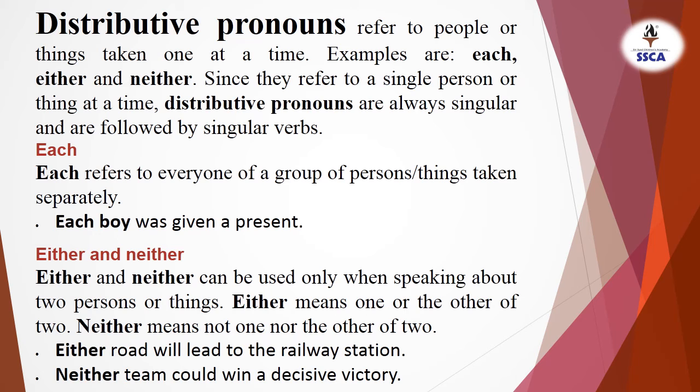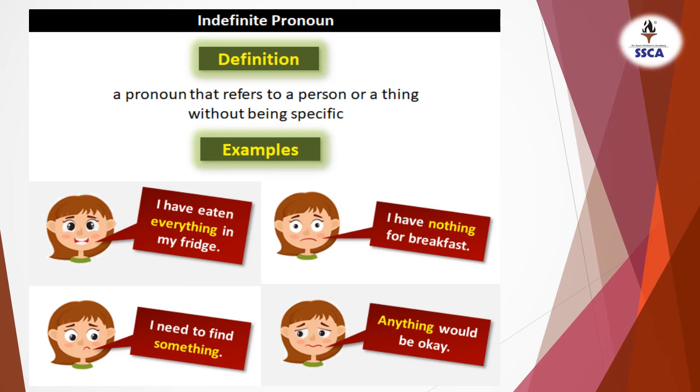Now let's move to our next type. Our next type is indefinite pronoun. Well, that pronoun refers to a person or a thing without being specific, meaning it refers to general types. Like, I have eaten everything in my fridge. Now I'm talking in general. Whatever was in my fridge, I have eaten it all. Now in example number 2, I have nothing for breakfast, meaning I don't have anything for breakfast.